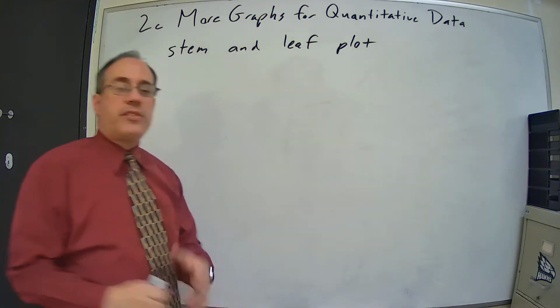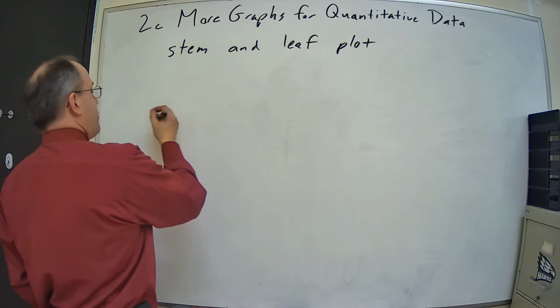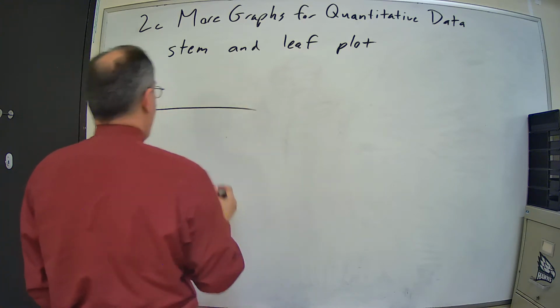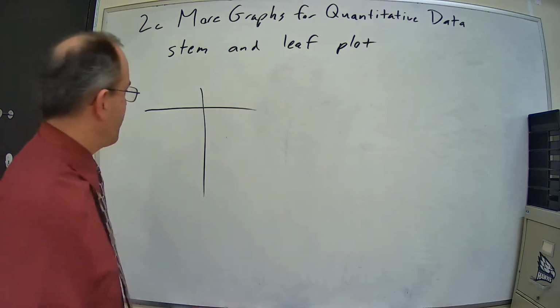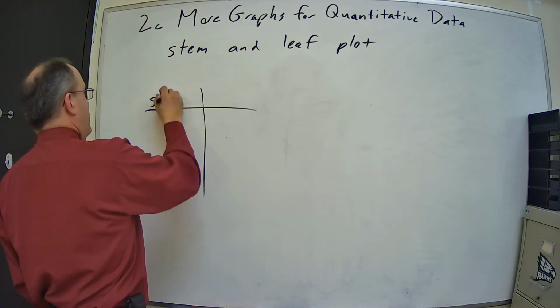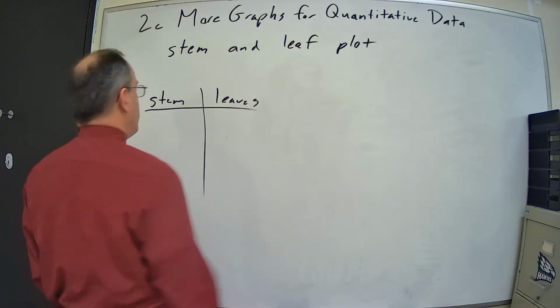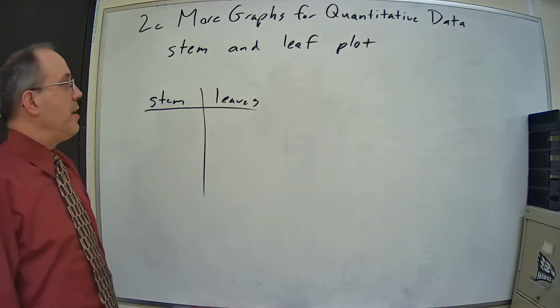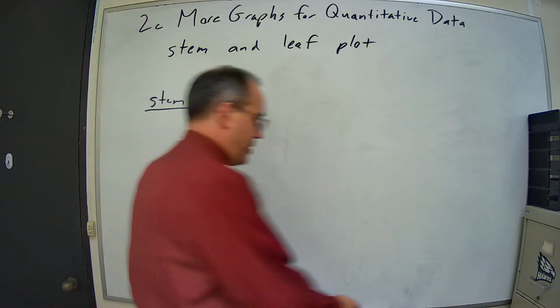So the idea of a stem and leaf plot is that you're going to create kind of a table, but it's going to give us a graph in the end where we have the stem and the leaves. Now, what do we mean by the stem and the leaves? Well, let's look at some data.